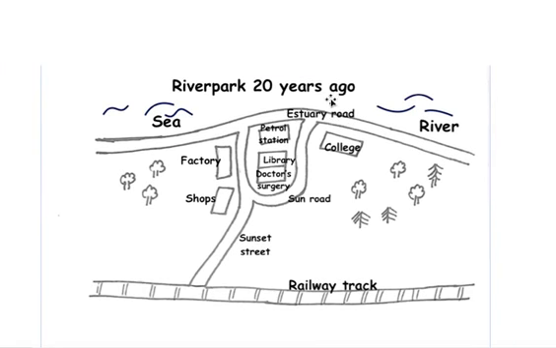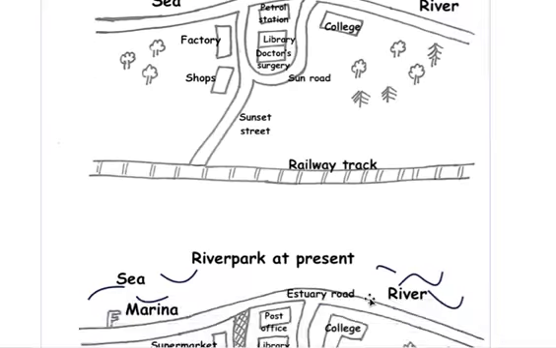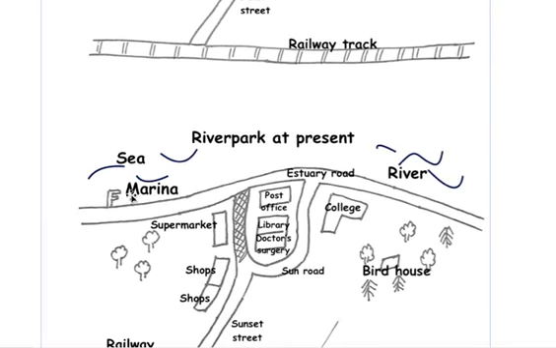First let's study the diagram. This is the river park 20 years ago. This is the estuary road, river, sea, petrol station, library, doctor's surgery, a factory, shops, a college here, the Sun Road, the Sunset Street, the railway track. And in this is the marina which has been added, a supermarket in place of the factory. Shops have increased, college has increased in size, the post office in place of the petrol station.